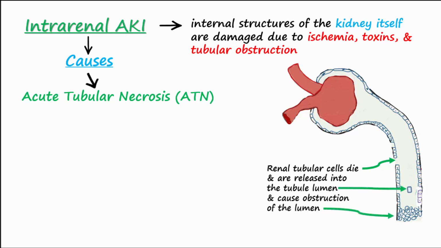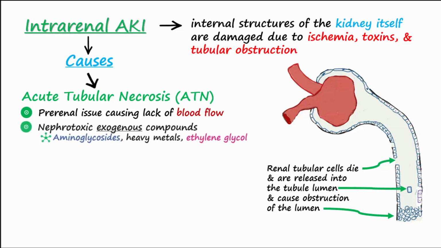ATN can be caused by ischemia from a prerenal issue, causing lack of blood flow. Other causes of ATN include exposure to exogenous compounds that are nephrotoxic, such as the antibiotics of the class aminoglycosides, heavy metals such as lead, and ethylene glycol or antifreeze, which has a sweet taste and can also cause blindness, so keep it away from your pets and children.